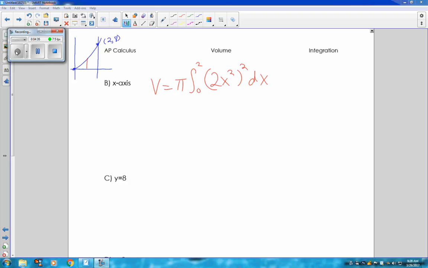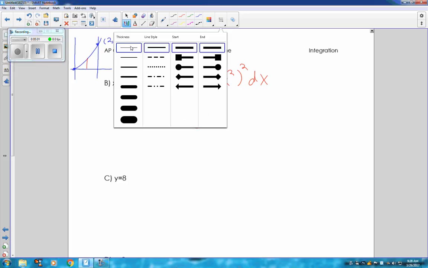Okay, that's how you should have set it up. Does anyone need more time to solve it? 128 pi over 5. Does anyone need to see it? Okay, you go ahead and try and set up C. I'm going to re-sketch it so I can put in that y equals 8.